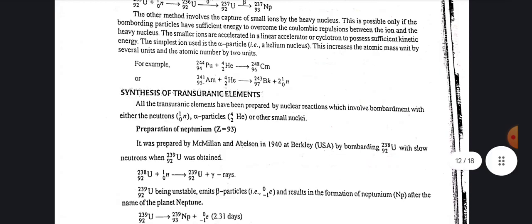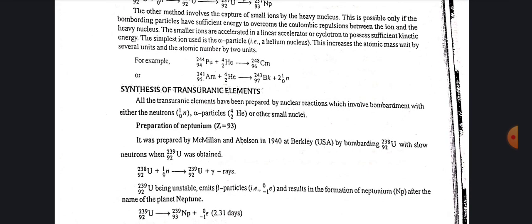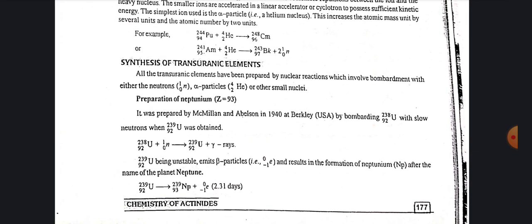The other method involves the capture of small ions by the heavy nucleus. This is possible only if the bombarding particles have sufficient energy to overcome the Coulombic repulsion between the ion and the heavy nucleus. The small ions are accelerated in a linear accelerator or cyclotron to possess sufficient kinetic energy. The simplest ion used is the alpha particle. This increases the atomic mass by several units and the atomic number by 2 units.